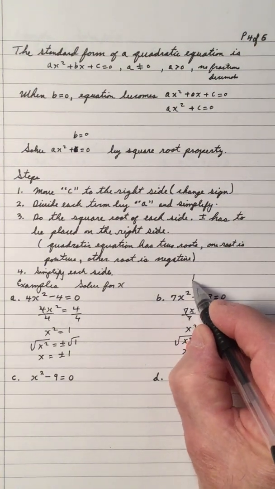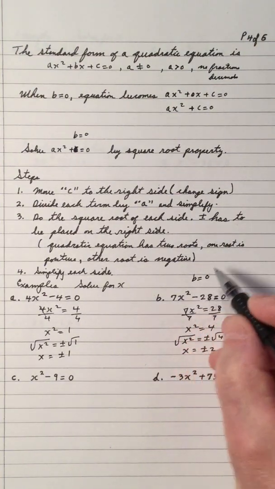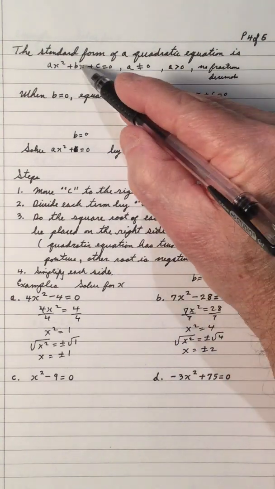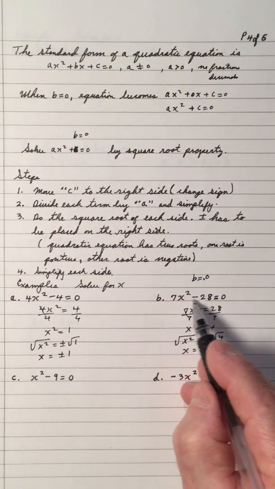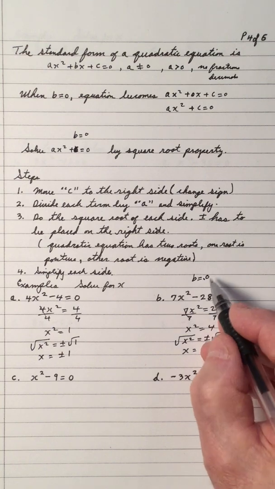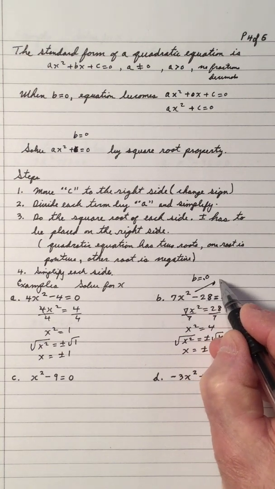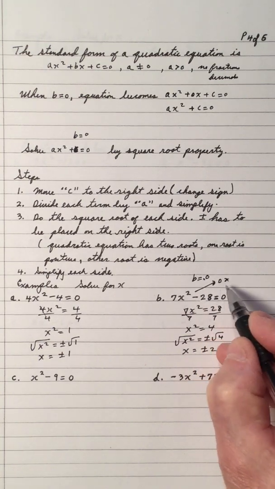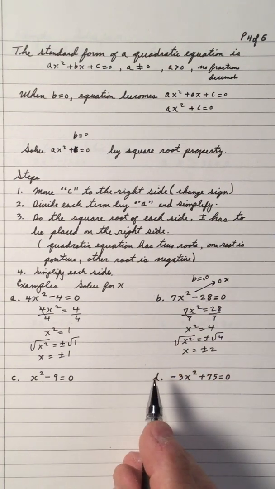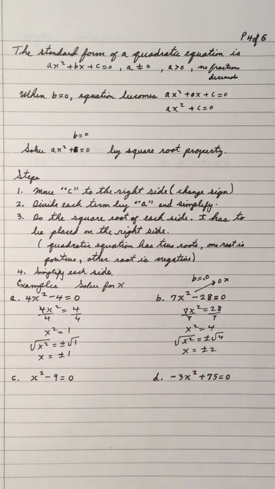Again, note b is equal to 0. b is 0 in this equation, resulting in this form, where b is 0. Notice that's a 0x. b is 0. And we solve it by the square root property, which is going to help us to do other forms.